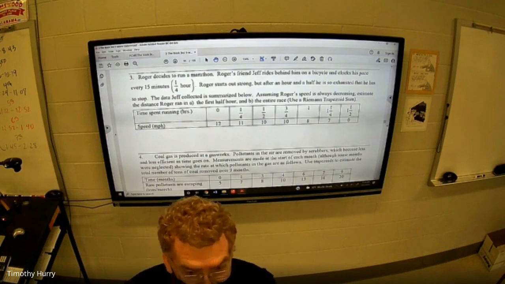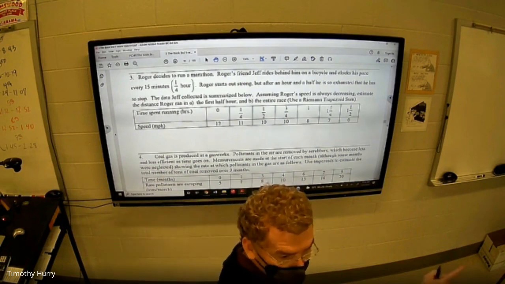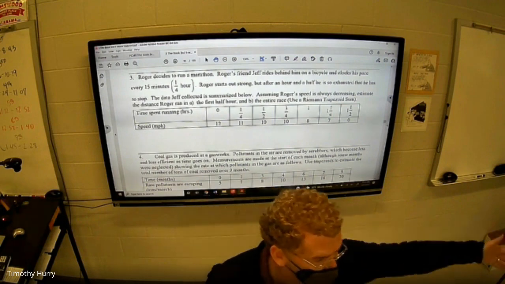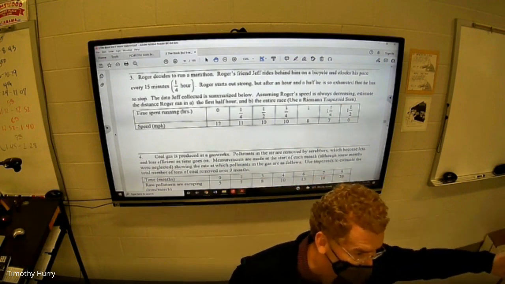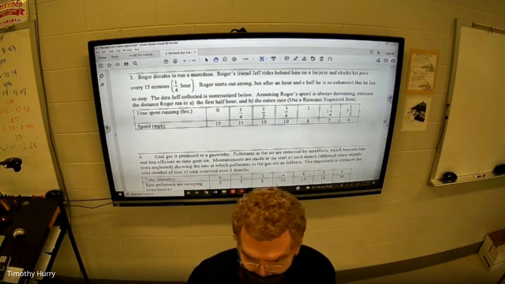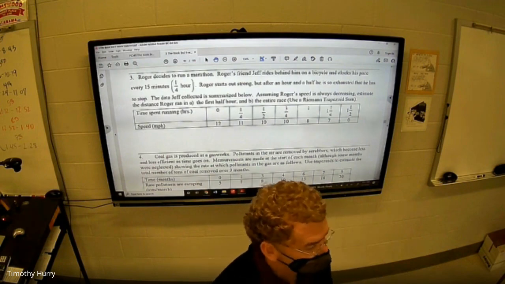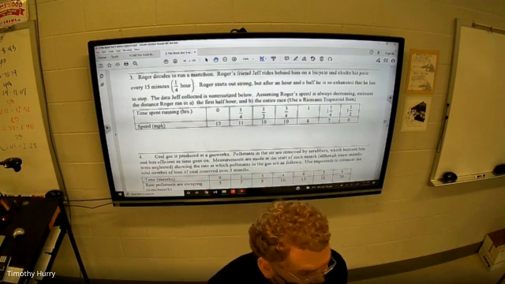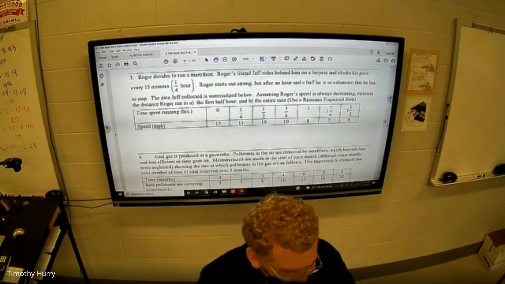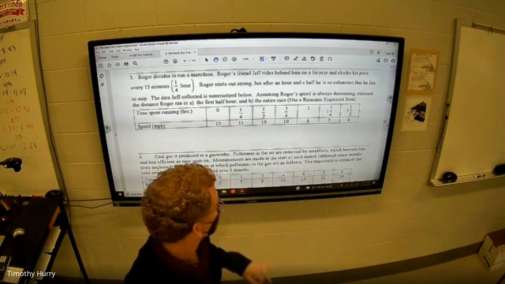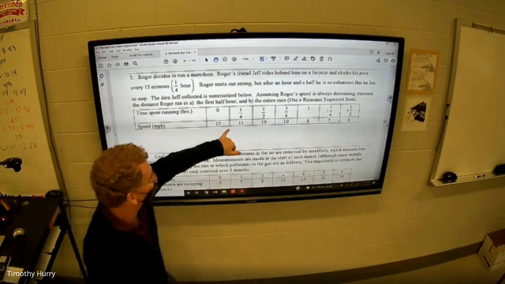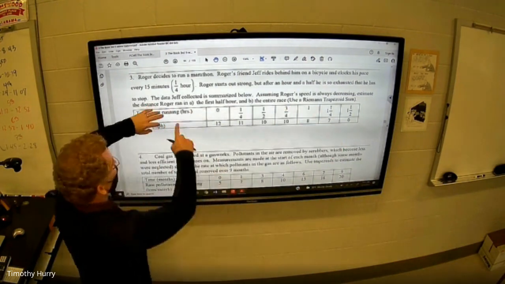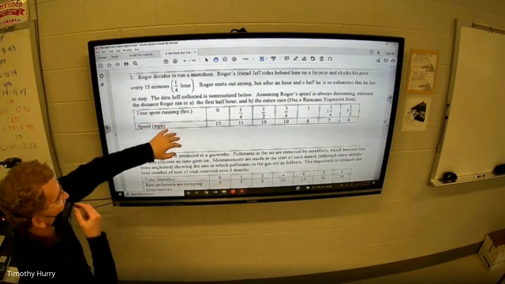Now, if I move in the same direction the whole way, then my change in position and my distance are the same. But if I'm zigzagging back and forth, then my change in position could very well be different than my distance. Displacement means how much have I displaced myself. Well, right here, look, my speeds are all positive, and I'm always running in the same direction. It says something like that right here.